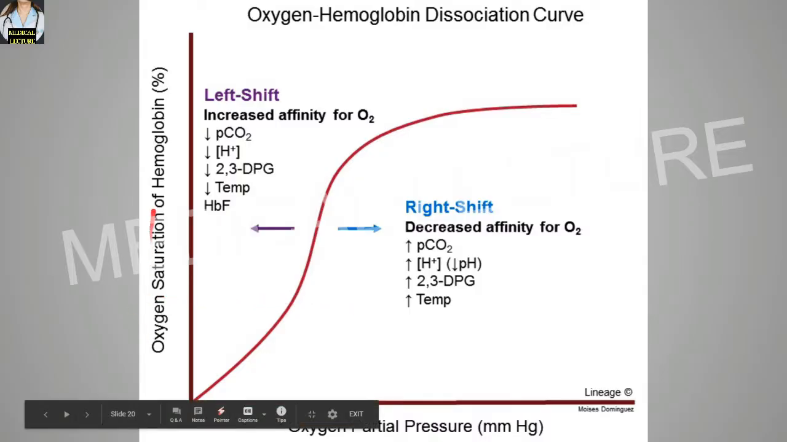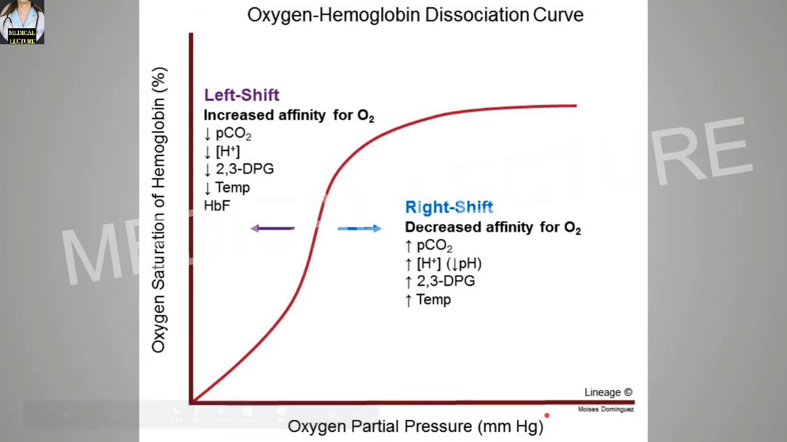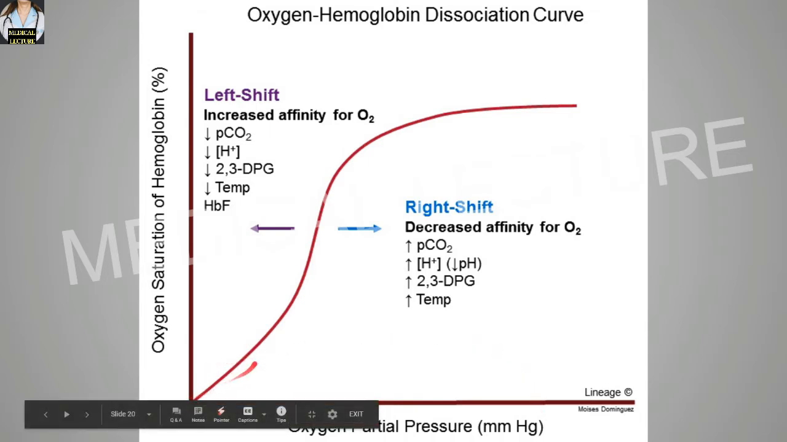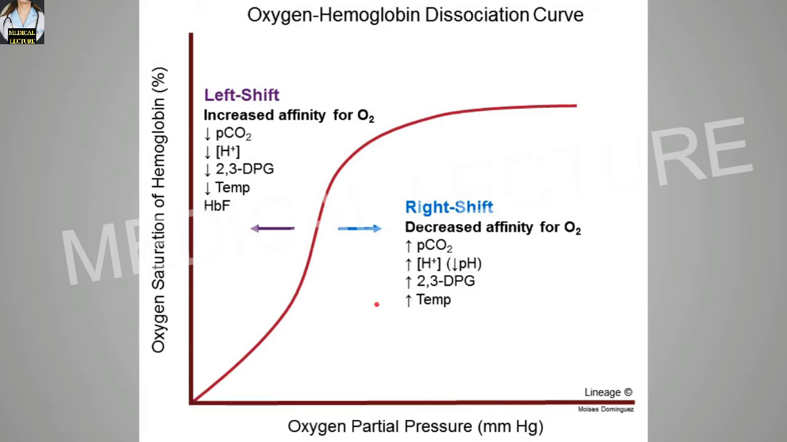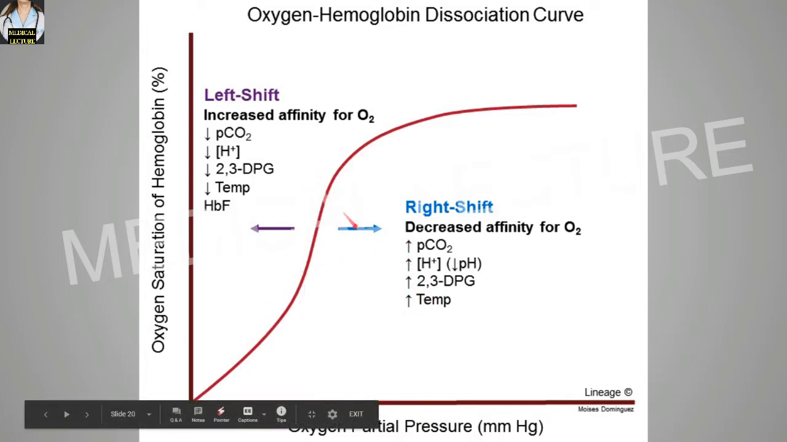Oxygen saturation of the hemoglobin and the partial pressure of the oxygen in mmHg, right? Or we can say this is a hemoglobin oxygen dissociation curve, and as you can see this is sigmoidal in shape. Now this graph shifts towards the right side when there is decreased affinity for O2. This affinity decreases for O2 in all these conditions: increase in the partial pressure of CO2, decrease in the pH, increase in the 2,3 diphosphoglycerate, increase in the temperature. The graph shifts towards the right.